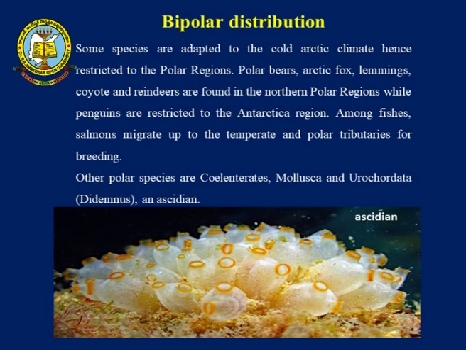Among fishes, salmons migrate up to the temperate and polar tributaries just for breeding purposes, then they come back to their respective places. And other polar species are coelenterates, mollusca and Urochordata.